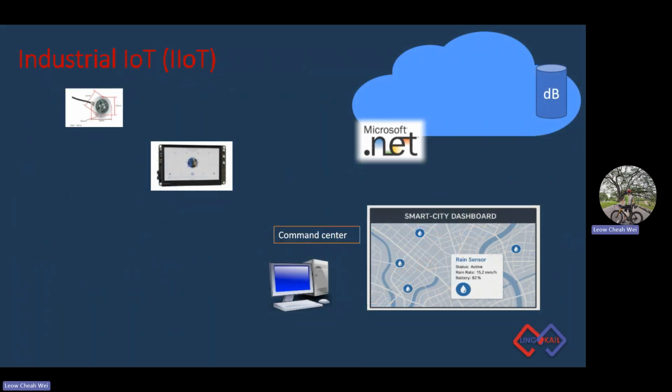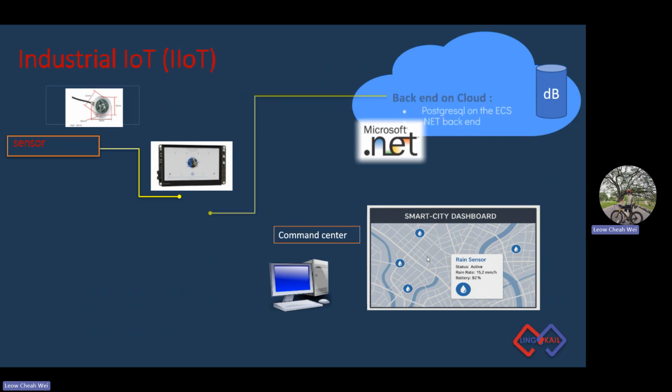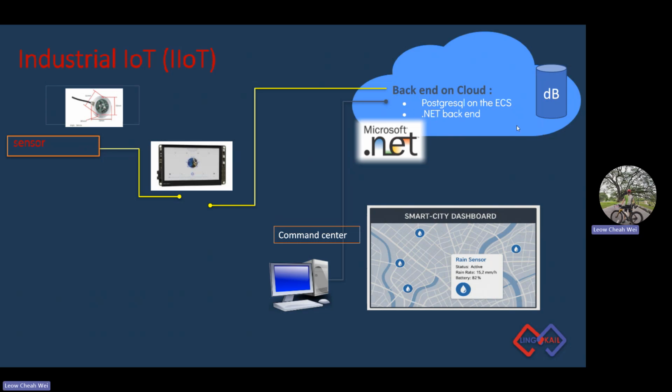So in terms of system architecture, we have the sensors at the edge, the microcontroller HMI board at the edge, we have the cloud, and we have the command center where eventually we want to look at multiple rain sensors at multiple locations. This shows the connection diagram where the sensor connects to the microcontroller and is sent to the cloud. In the cloud, we normally have a database like Postgres running on a cloud server, ECS, and I often use .NET as the backend as well as the front end.